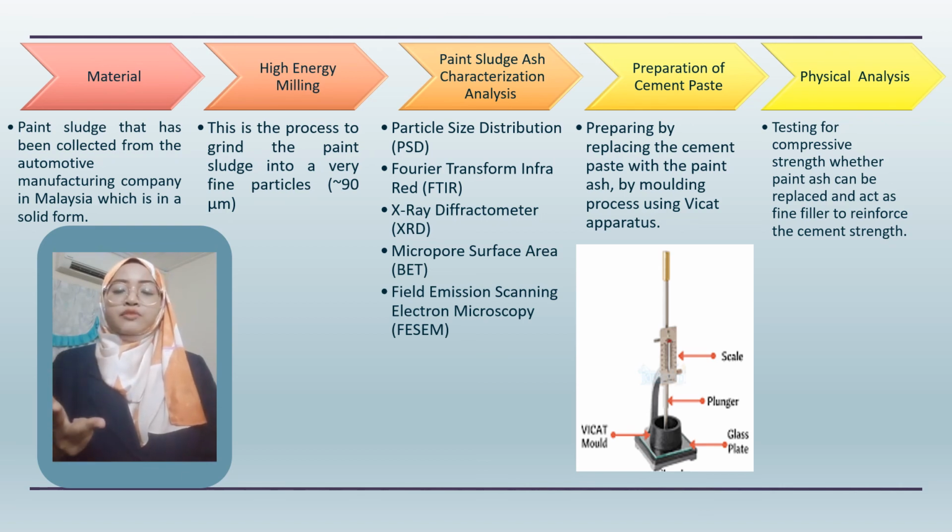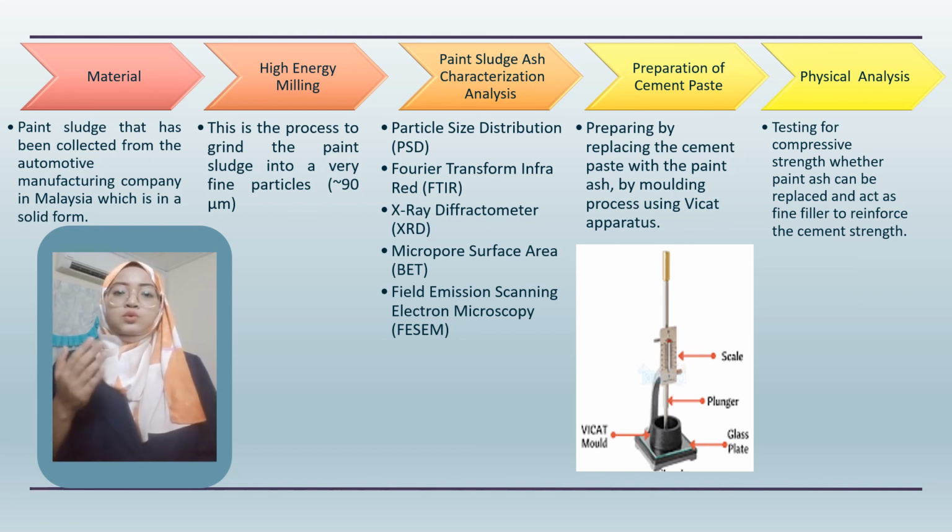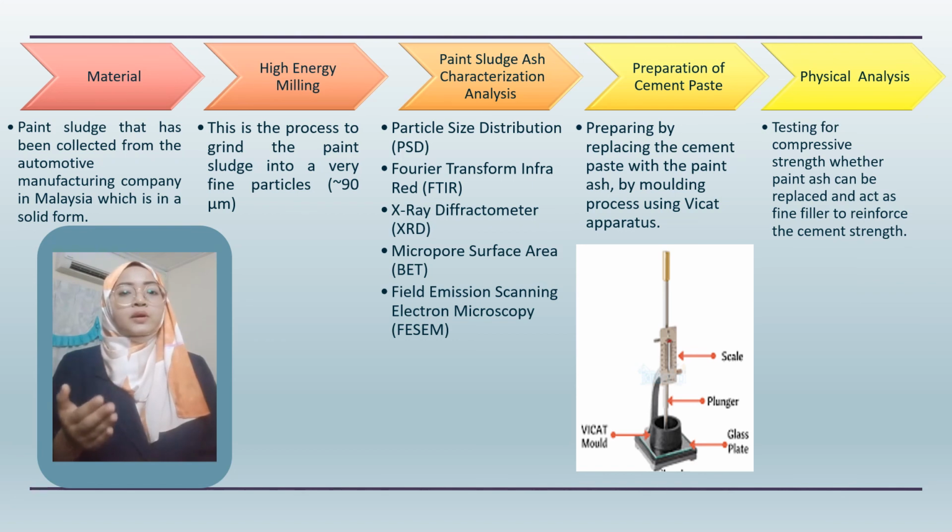Next will be micropore surface area, BET. This is for surface area measurement and pore size analysis. Next is field emission scanning electron microscopy, which is to visualize very small topographic details on the surface or entire or fraction of objects. Last will be particle size distribution, which is to determine and report information about the size and range of particles representative of a given material.